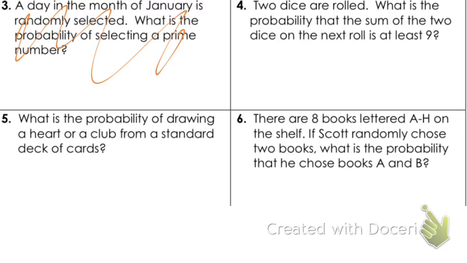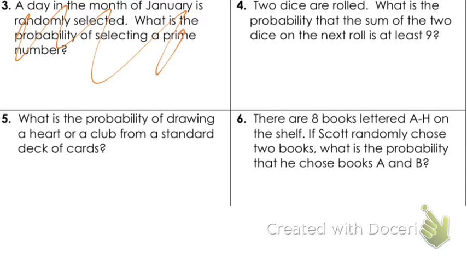So like let's say I get a 1 and a 6. Does that add to be 9 or more? No. Or let's say I roll them and I get a 1 and a 5. Is that at least 9? No. Now we could sit here and try and roll them all day and figure it out eventually, but that would take a long time, wouldn't it?